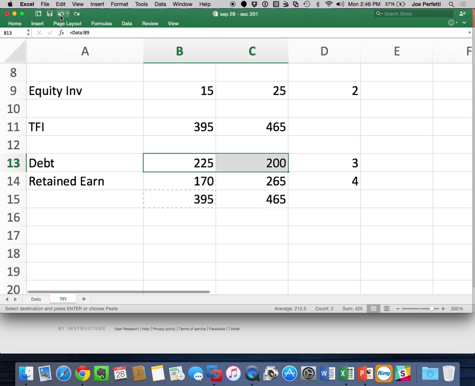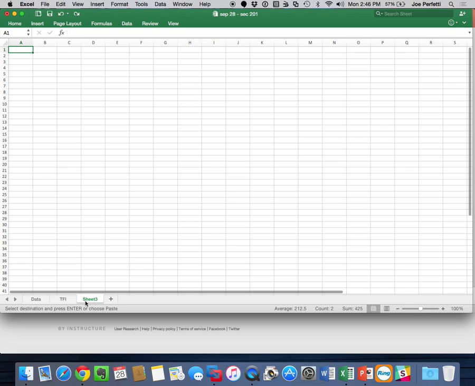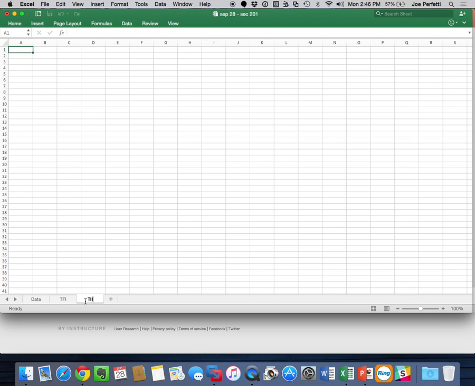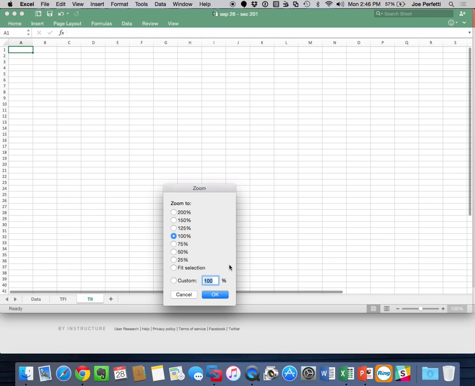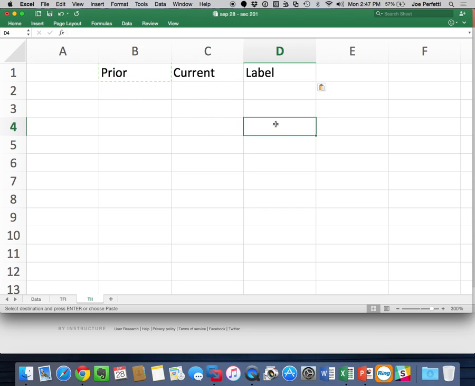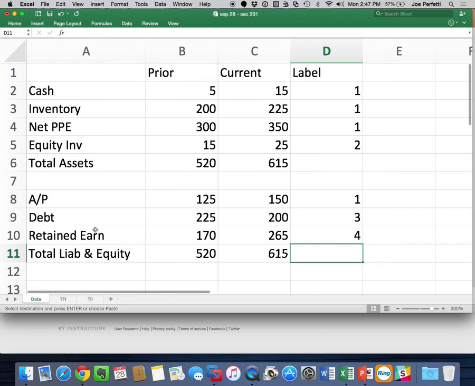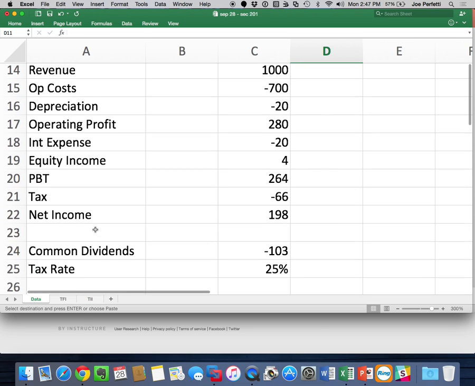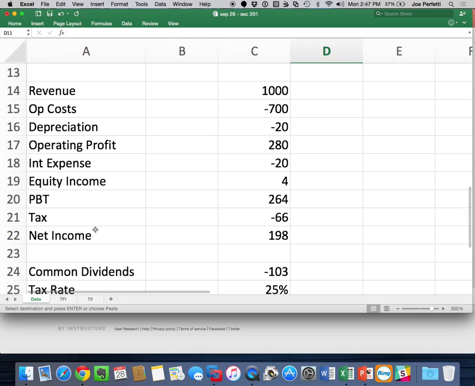Statement number 2, TII. I'm going to create a new tab, and I'll call it TII. Then make it a little bit bigger, easier to see. Same process. Copy over my labels. Keep the column synced up so it's easy to copy and paste. Same process. We have an income statement. It's down here on the data tab. We want to label all of the items. So we'll start with revenue.